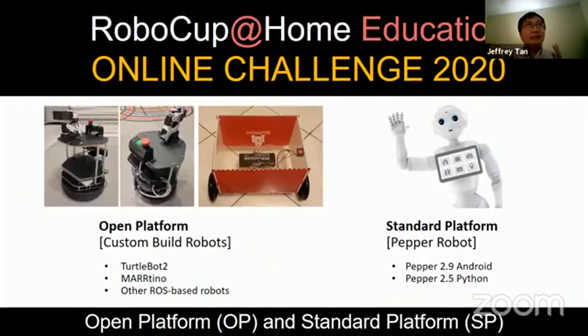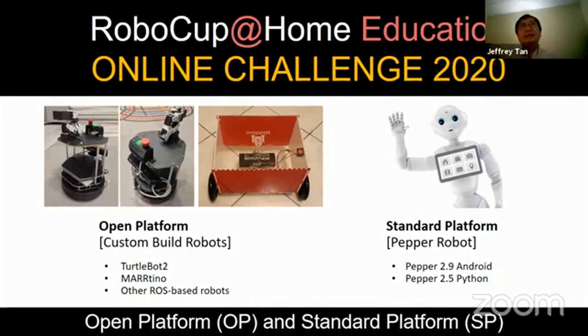Then in this online challenge, we have two types of robot platform. One type is the open platform, which is open for any kind of custom built robots. Here you can see a lot are TurtleBot 2 based, or Martino based, or any other ROS based robot. Just now you could see that many have the ROS interface. So these are all the teams in the open platform that developed custom built robots and entered.